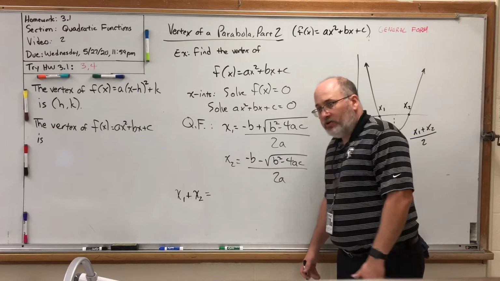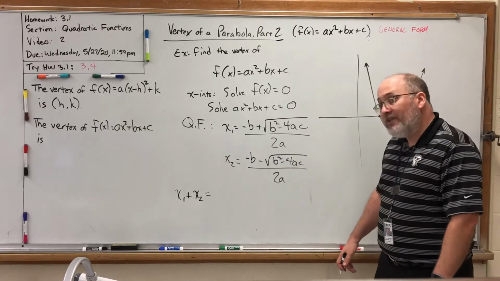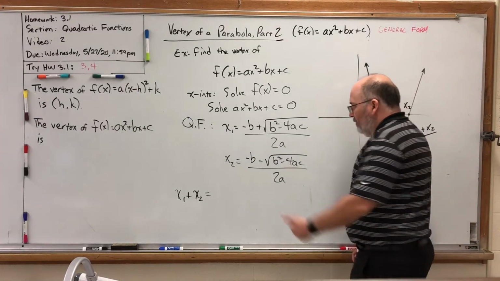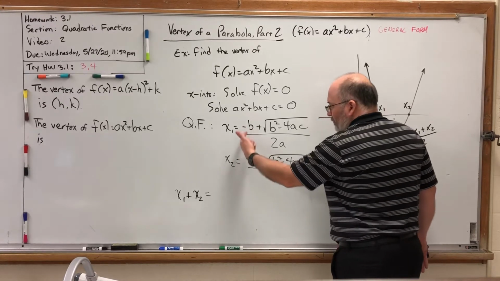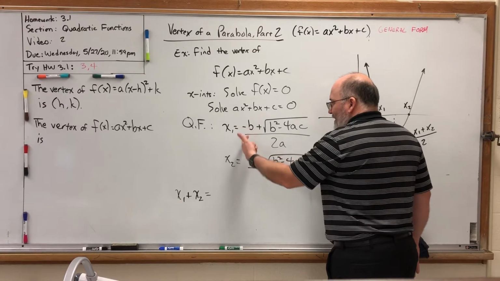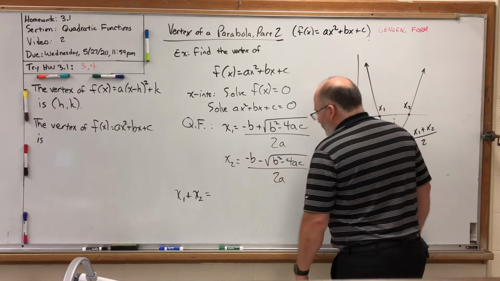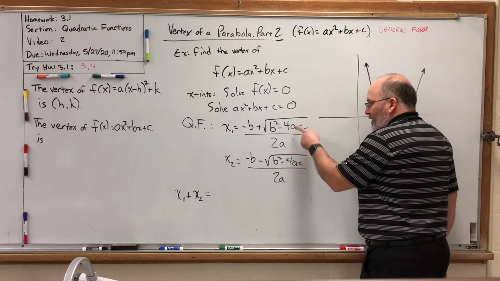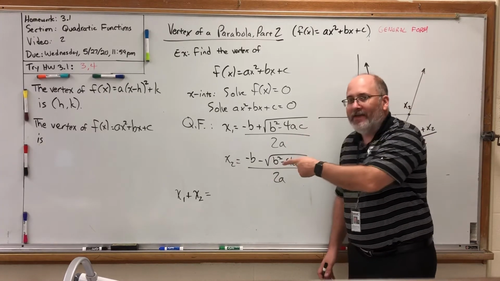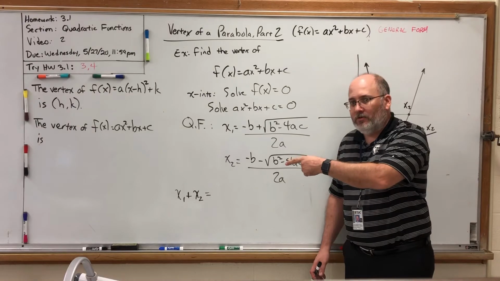But here's more good news. Look more closely at the 2 numerators. These are like terms, so they'll combine and make a negative 2b. But these ugly square roots are opposites, so when they combine, they cancel.